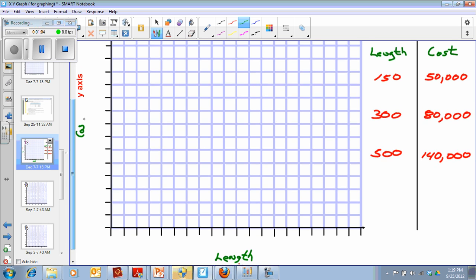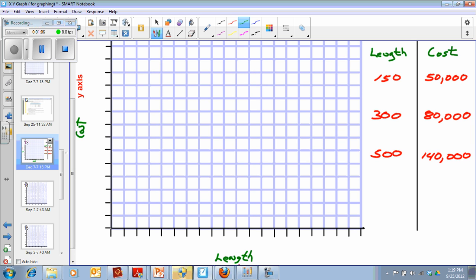I need to plot that data, so before I plot it, I better look at how I should scale it. I've got to get up to 500. On the x-axis, I'm going to start at 0, and if I go every 4 boxes, 1, 2, 3, 4, I can make that 100, then 200, 300, 400, and 500. That should work. So I'm going to label those.